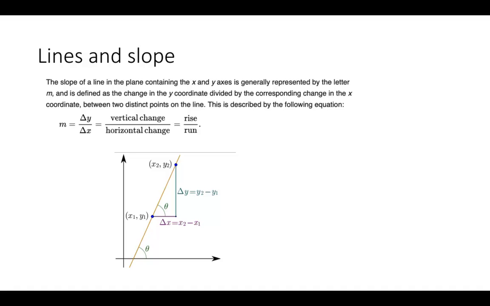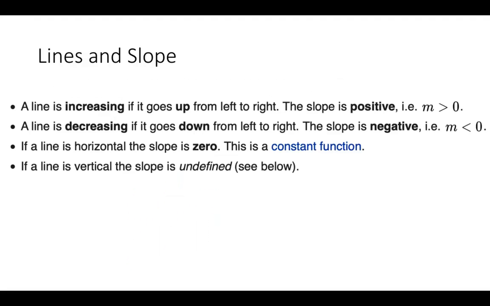over horizontal change. And what distinguishes or characterizes a straight line or a linear operation is that the rate of change is constant throughout the line. In other words, the slope is a constant. And so that's what describes a straight line.